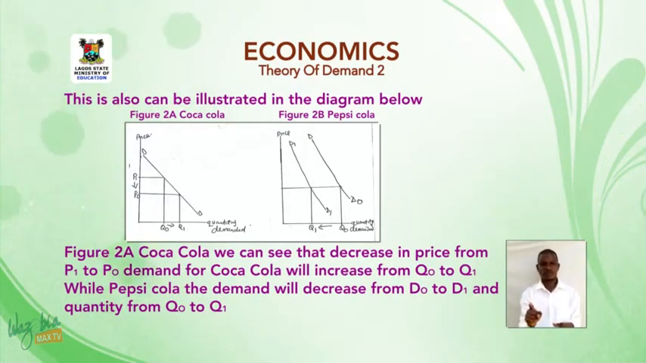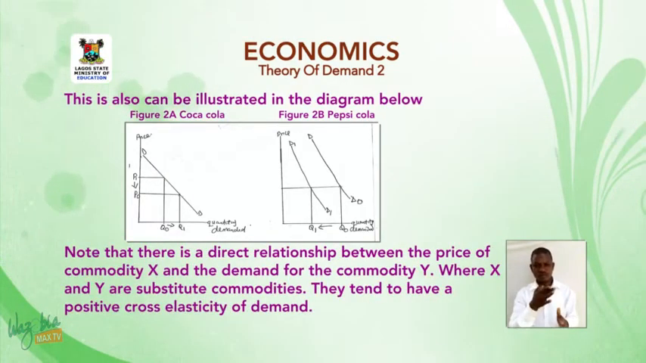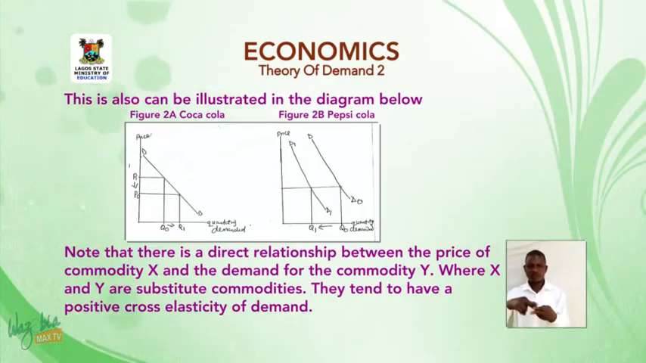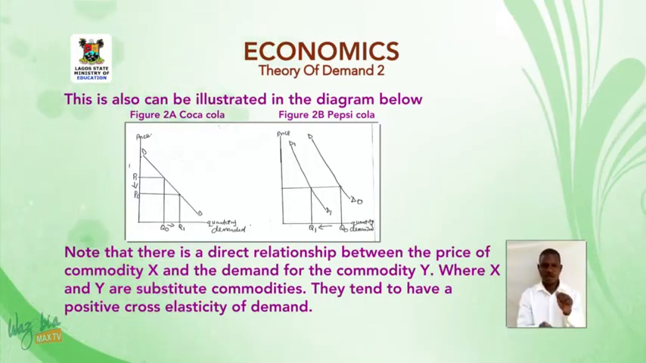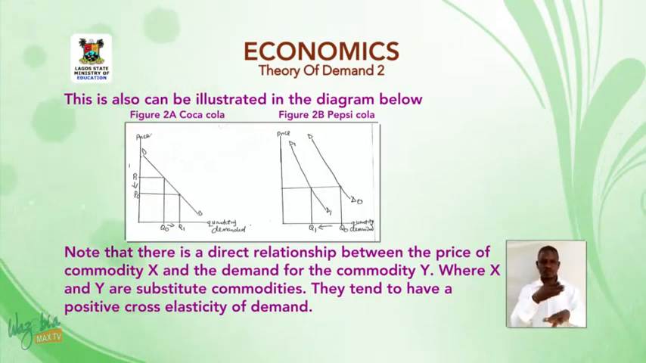I hope that is clear. Note that there is a direct relationship between the price of commodity X and the demand for commodity Y. Where X and Y are substitute commodities, they tend to have a positive cross elasticity.